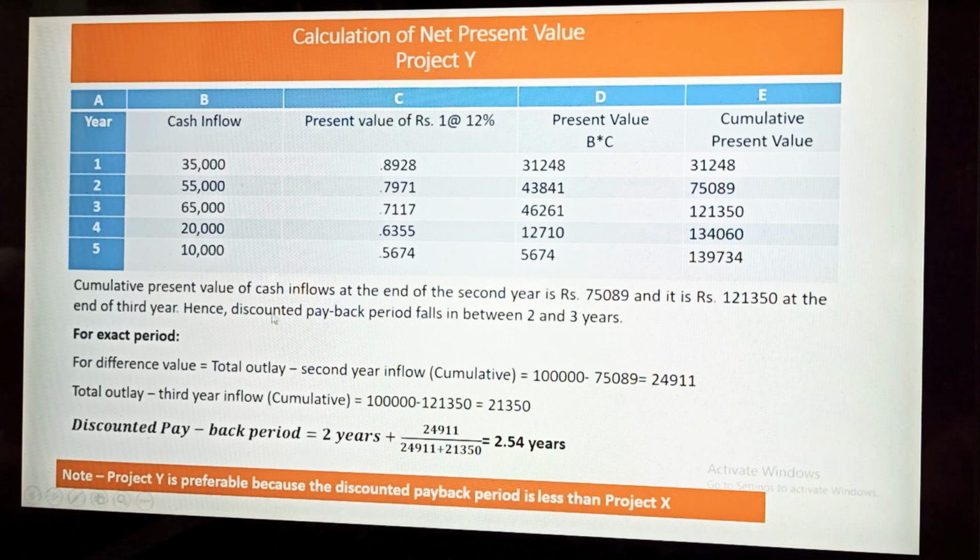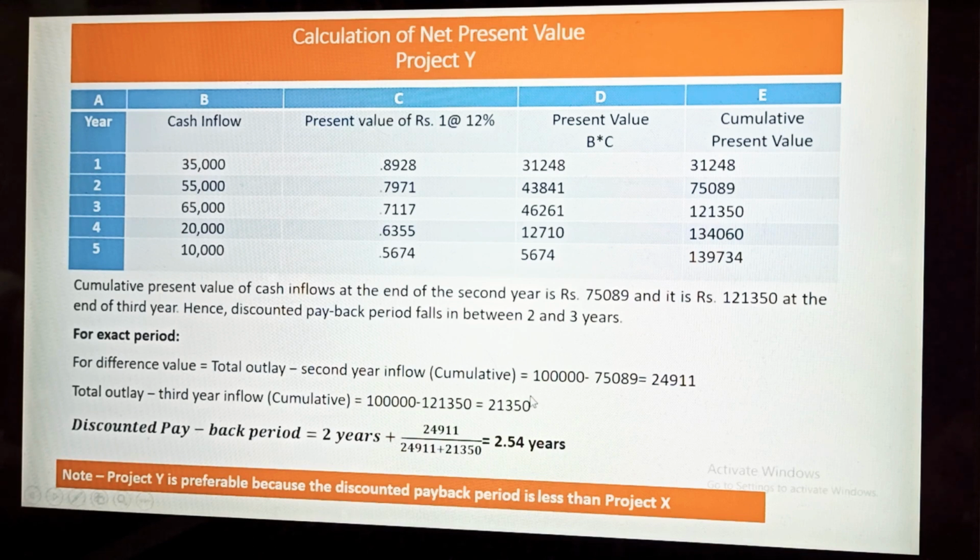Then cumulative present value of cash inflows at the end of the second year is ₹75,089, and it is ₹1,21,350 at the end of third year. Hence the discounted payback period falls in between 2 and 3 years. For the exact figure, the same way you will do. Difference value is equal to total outlay minus second year inflow, 1 lakh rupees minus 75,089. You will find the difference value is 24,911. In the second step, total outlay minus third year, again you will do, and you will find that this value is exceeding the cash outlay.